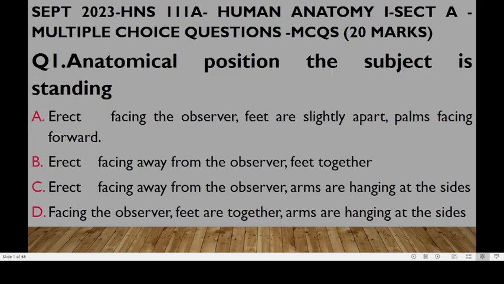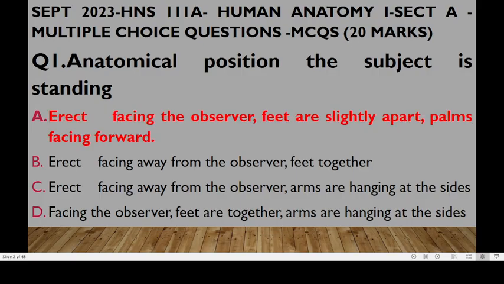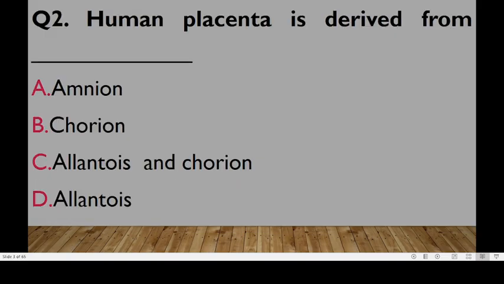In anatomical position, the subject is standing. Yeah, the best option is A. That is, it'll be in erect position, facing the observer. Feet will be slightly apart. Palms will be facing forward. You can also follow this link to get all the characteristics of the anatomical position.